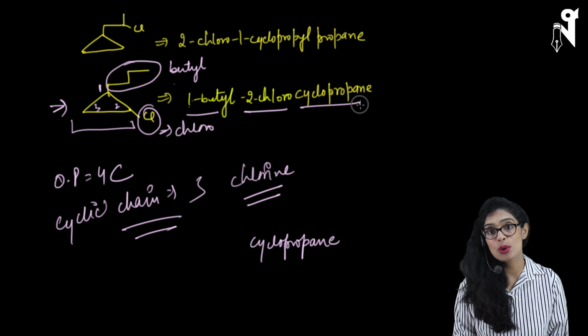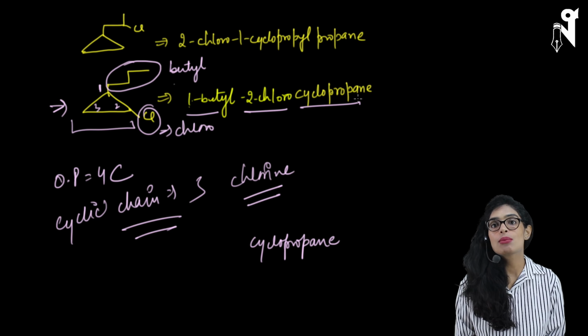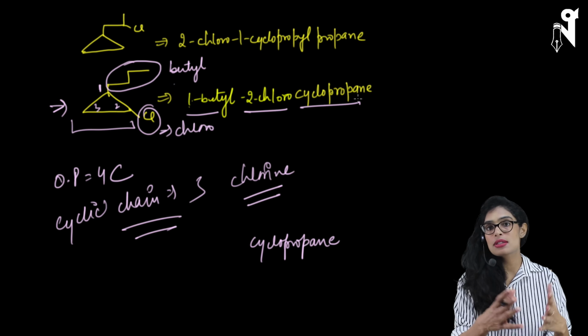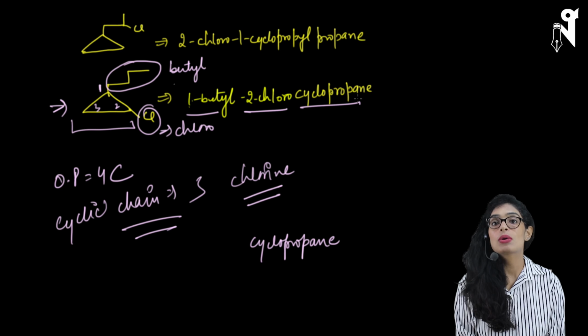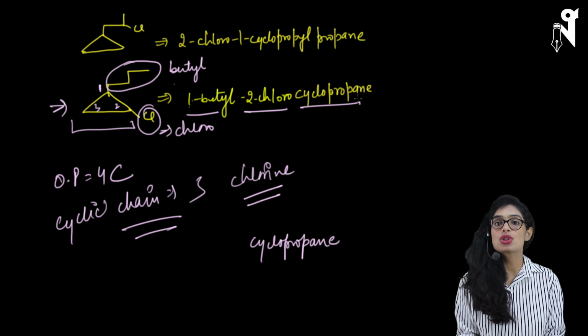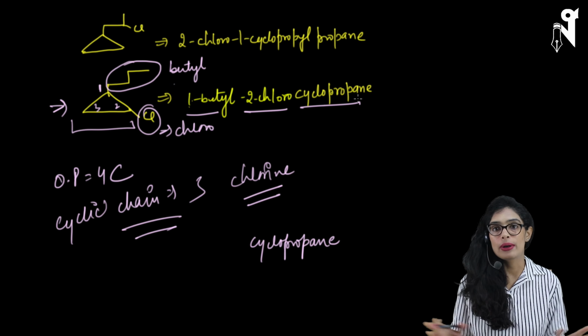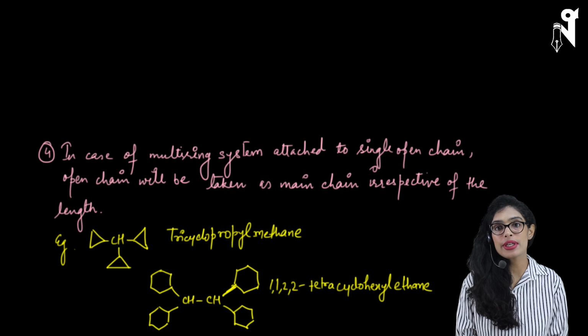I hope it should be, and we will be doing more questions on it once we understand more functional groups. But for now, because you knew only halogens, I had just given you some examples using halogens. Later on, we will be talking about other functional groups attached on the cyclic rings or on the open chains and so on. Okay, so now let's talk about the next rule in the ring system.